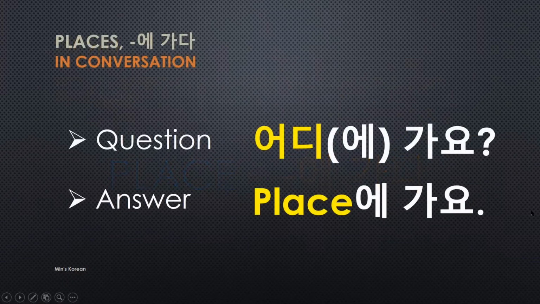Okay, so in conversation, you can ask like this. 어디에 가요? Yeah, and in just casual conversation, you can just omit this 에. So 어디 가요? Okay, and answer. Place에 가요.